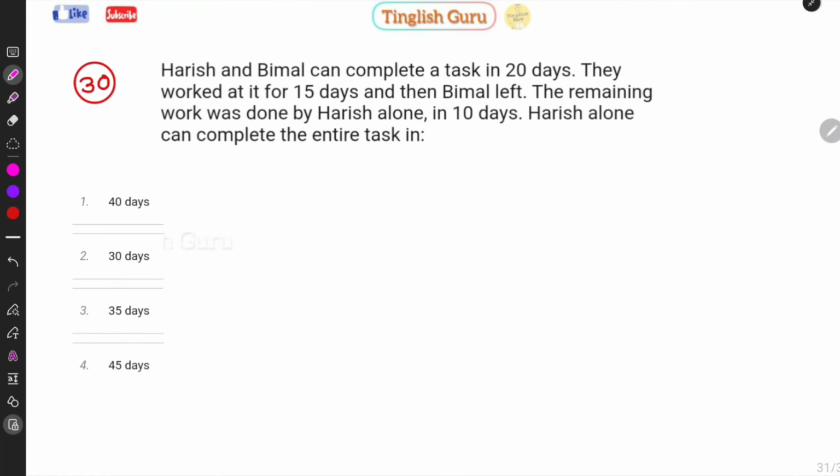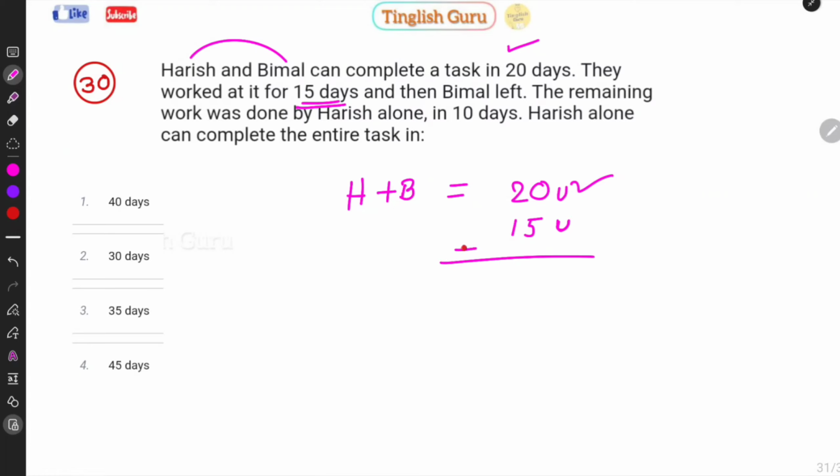Here this is a time and work bit. Here what they are saying: Harish and Bimal can complete a task in 20 days. So Harish plus Bimal can complete a task in 20 days. They worked for 15 days. Let us say they worked for 15 days means 15 units of work. Let us say total work is 20 units. They worked for 15 days means 15 units of work is completed, right? So the remaining work will be 5 units. Then what happened? The remaining work was done by Harish alone in 10 days.